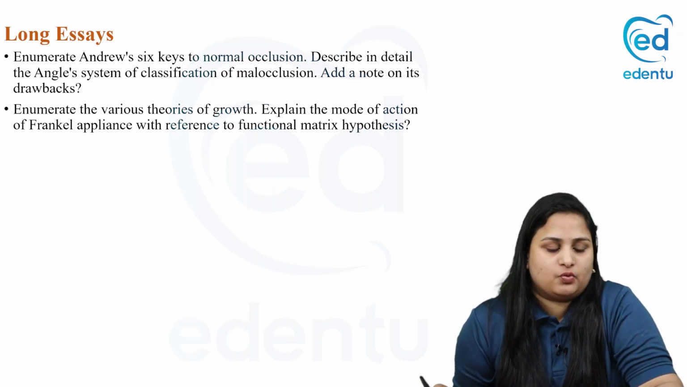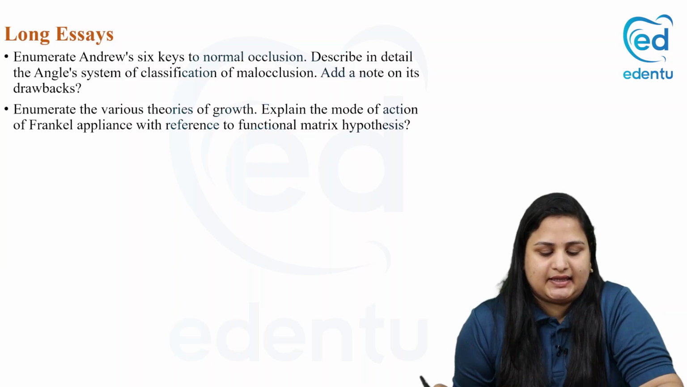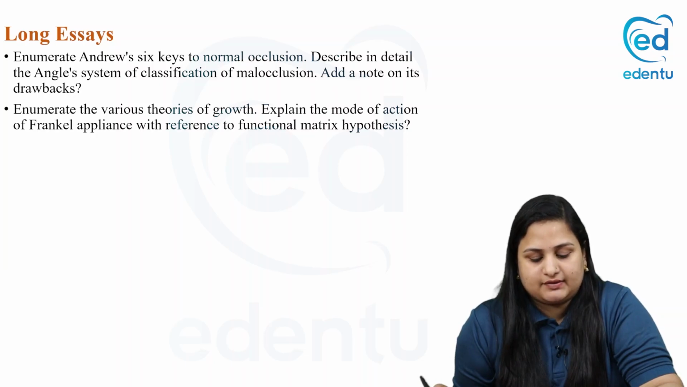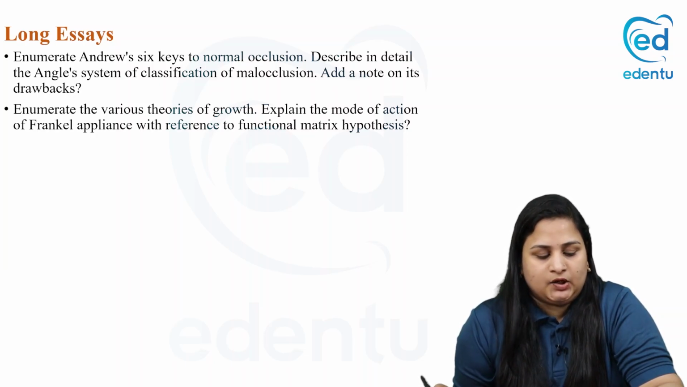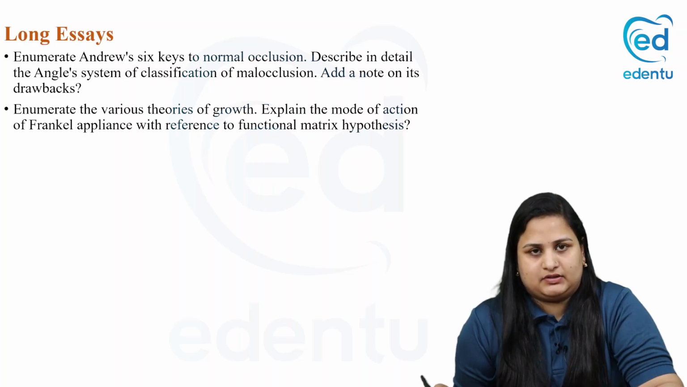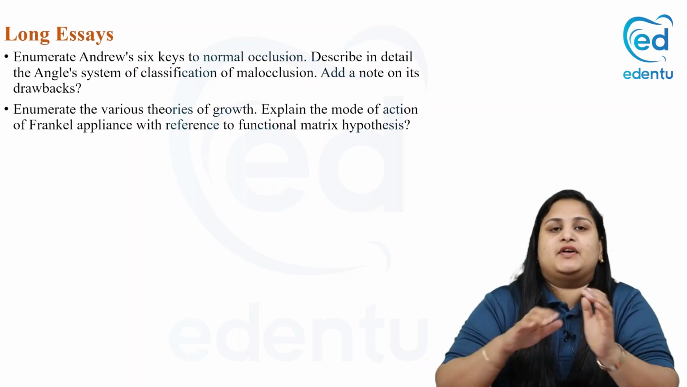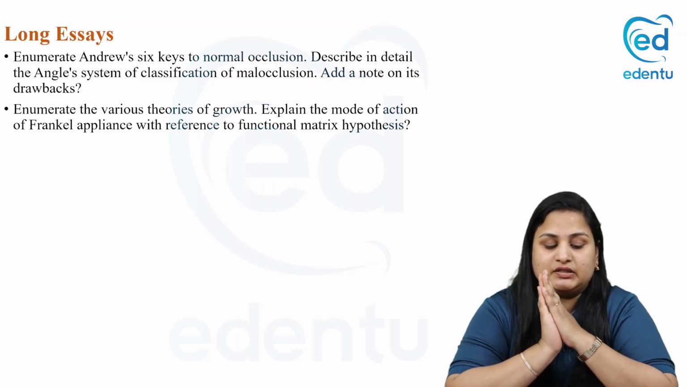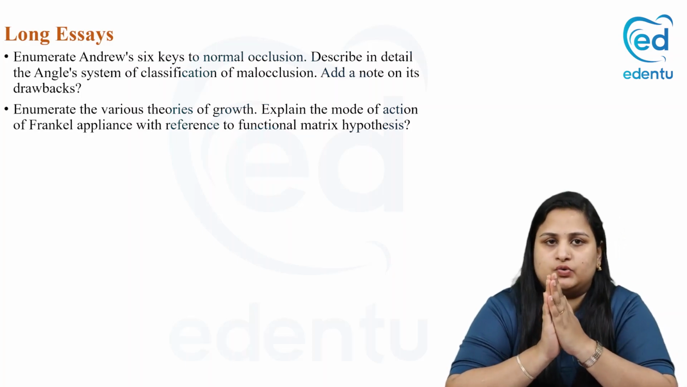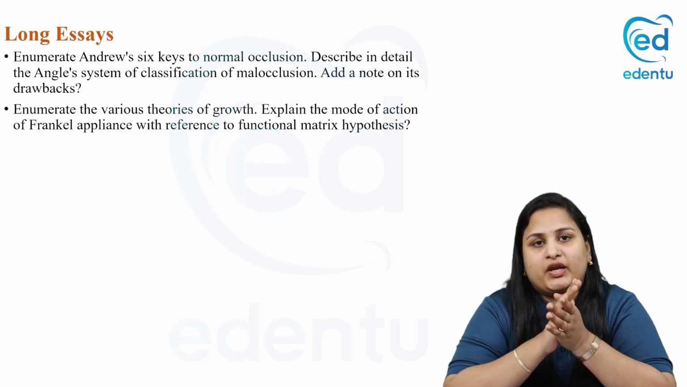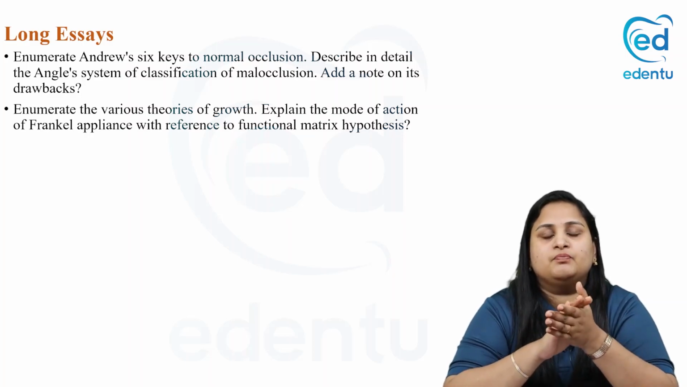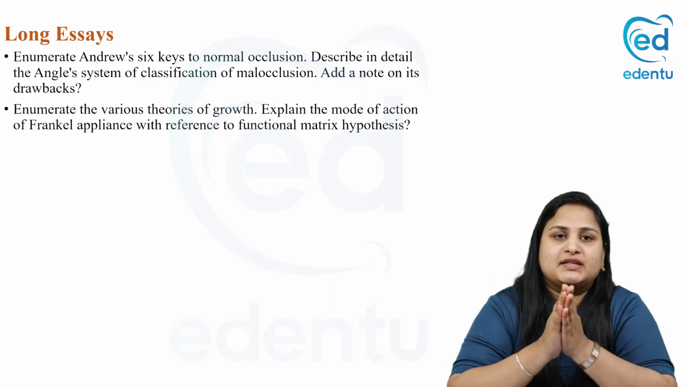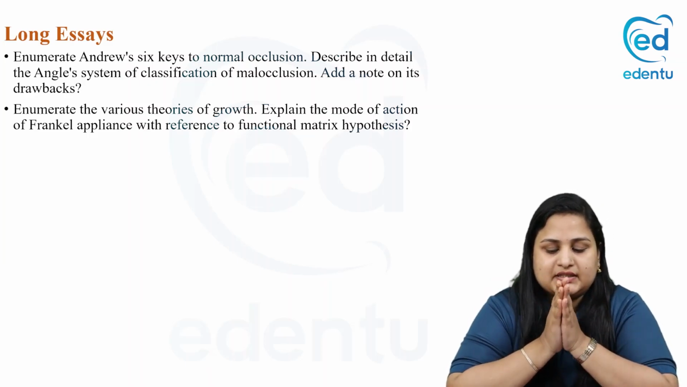For example, if you get a question: enumerate Andrews' 6 keys to normal occlusion, describe in detail the Angle system of classification of malocclusion, add a note on its drawbacks. The question itself has 3 parts, in which the first is strictly just to enumerate Andrews' 6 keys to normal occlusion. These kinds of questions are very helpful because the mark distribution is based on your sub-questions. So the long essay appears to be a single question.